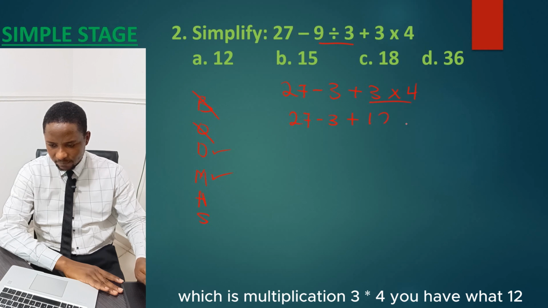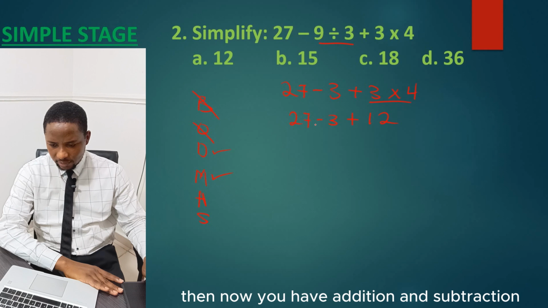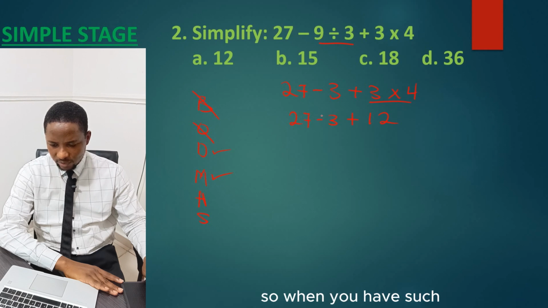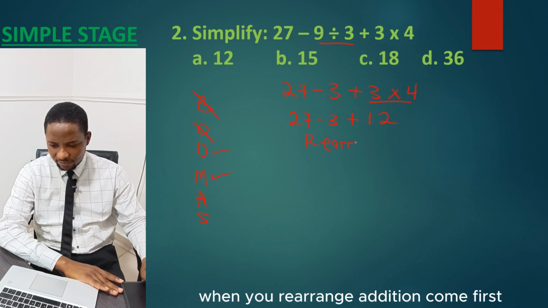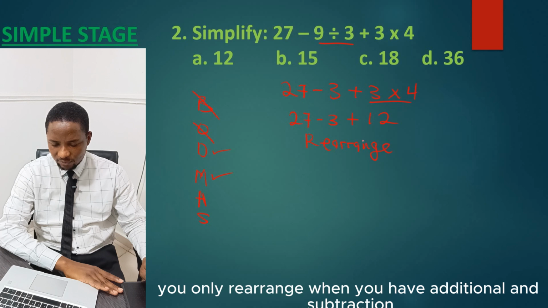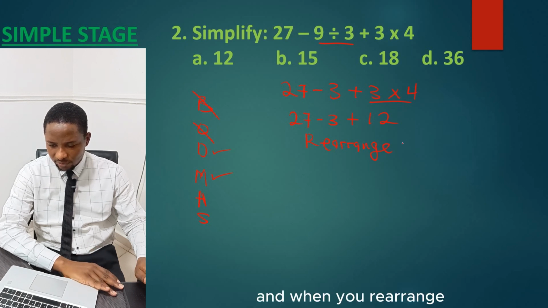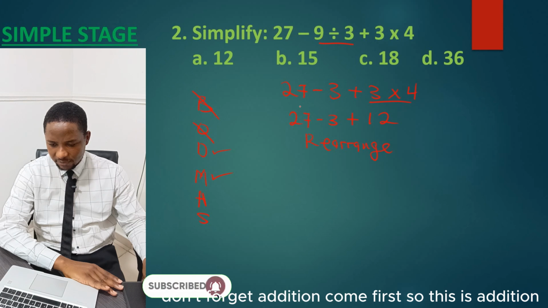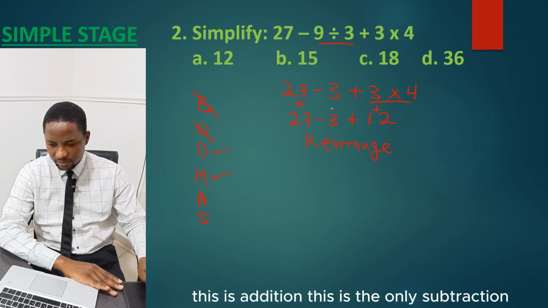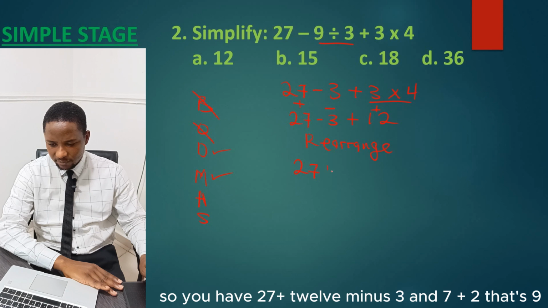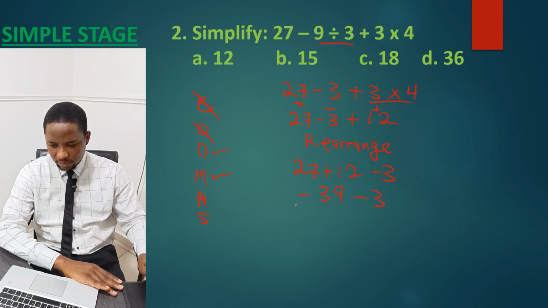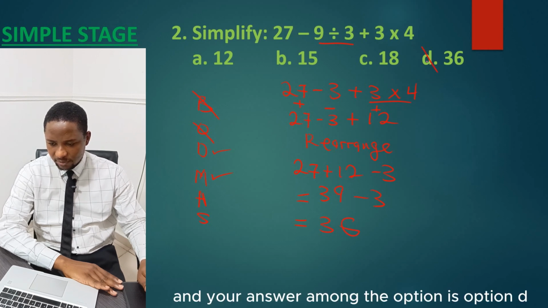3 times 4, you have what? 12. Then, now you have addition and subtraction. So when you have such, you rearrange. When you rearrange, addition comes first. You only rearrange when you have addition and subtraction. And when you rearrange, don't forget addition comes first. So this is addition, this is addition, this is the only subtraction. So you have 27 plus 12 minus 3, and 7 plus 2, that's 9, 2 plus 1, that's 3, minus 3, and that will give you 36. And your answer among the options is option D.